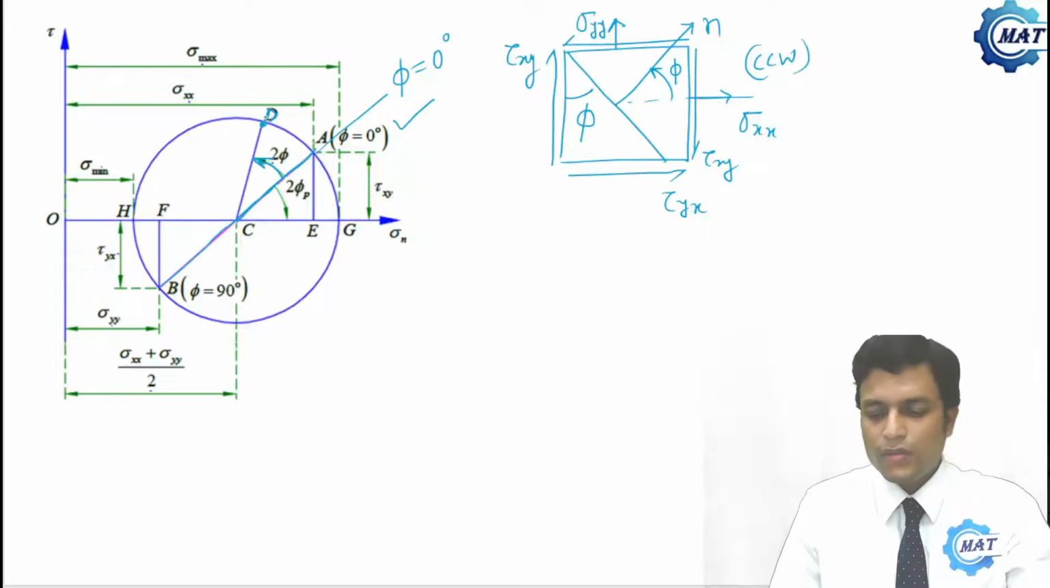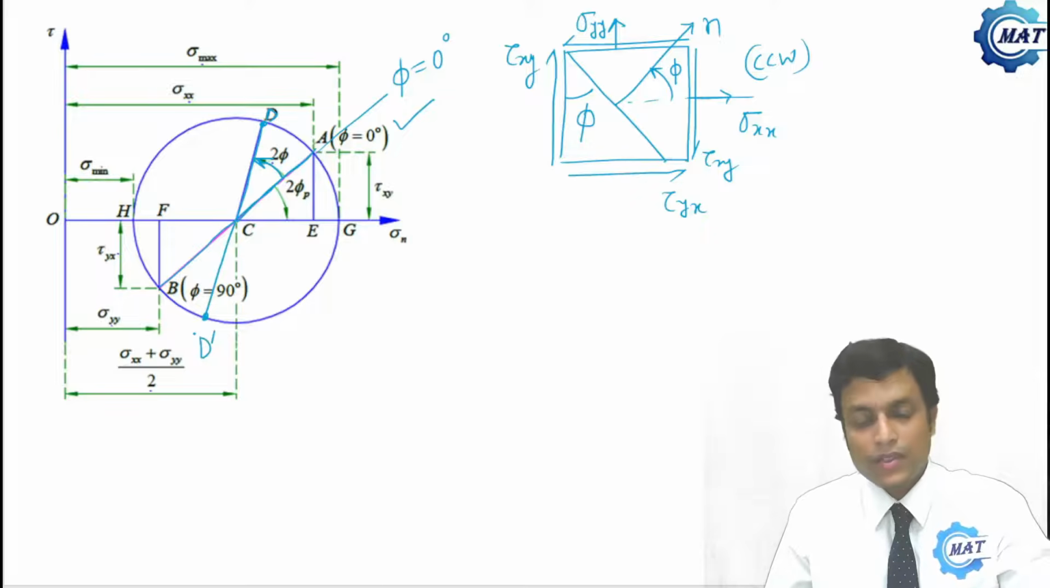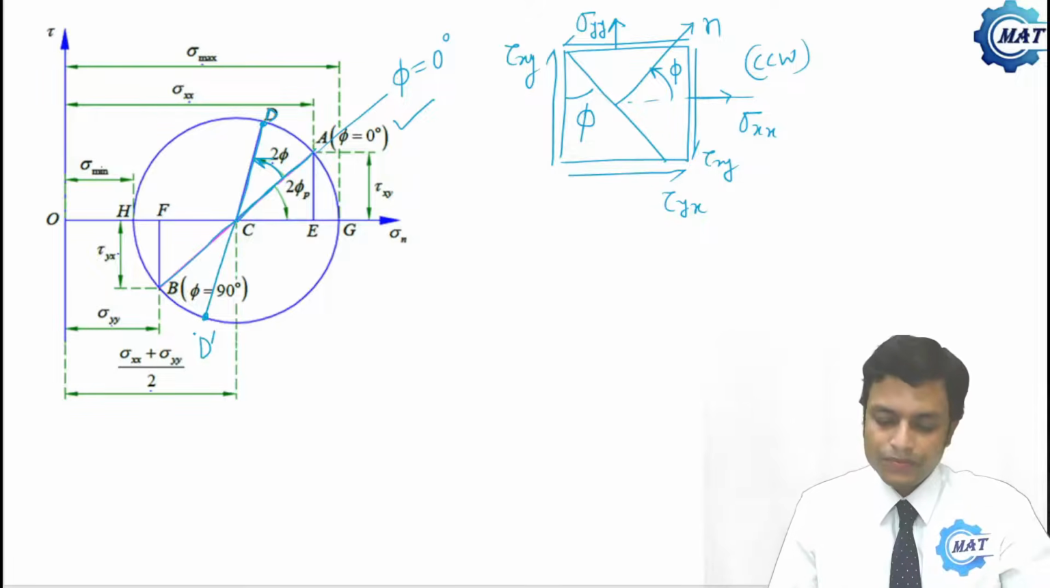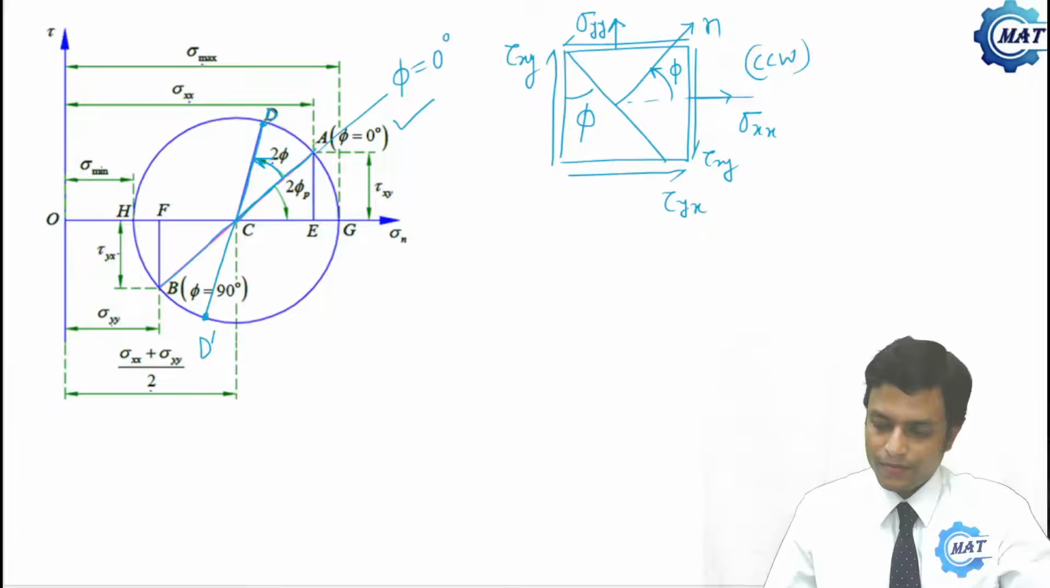The coordinate of D will give the values of stress on that plane, and if we want to calculate complementary stresses, then we extend D to D dash. The coordinate of D dash will give the values of complementary shear stresses. So this was about Mohr circle of plane stresses.